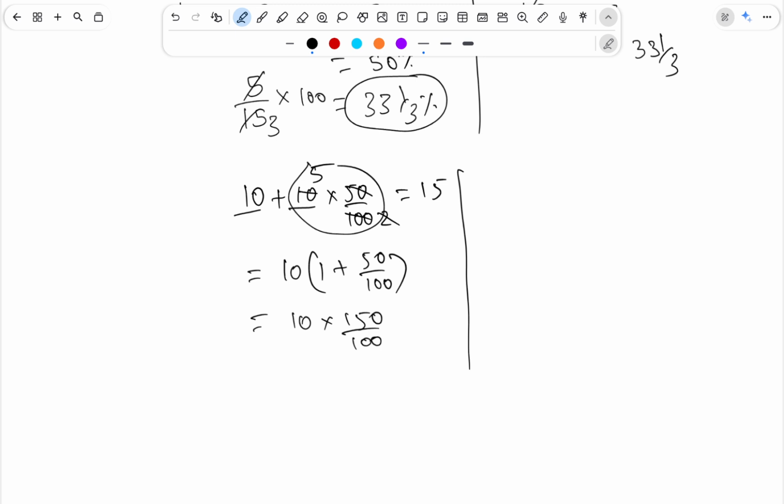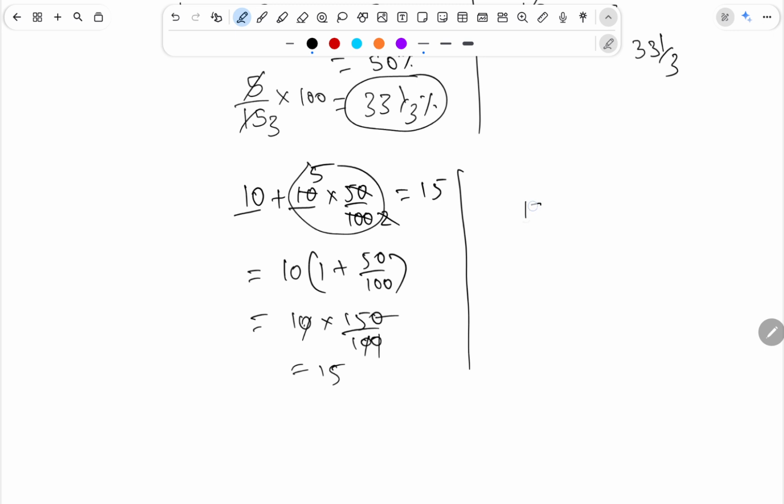Suppose a value, if I want to increase 10%, what we are writing is 100 plus 10. Decrease means 100 minus 10. That's all. So how much does it become? 10 into 150 by 100. It becomes 15.